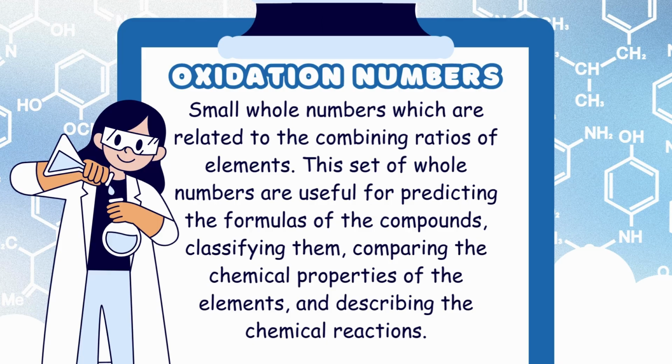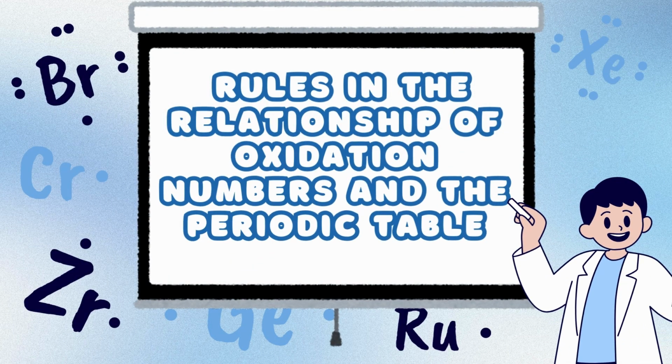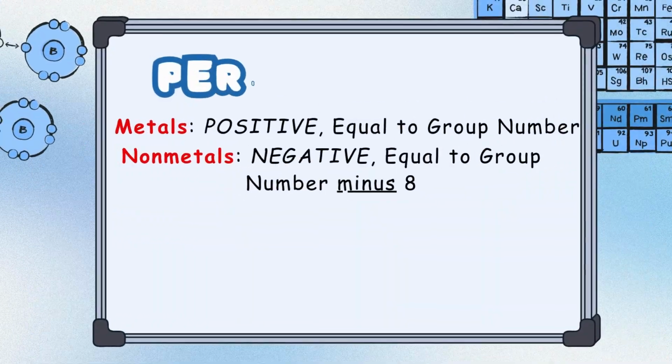Why do we have to know how to find the oxidation numbers of certain elements or compounds? Basically, oxidation numbers help us determine the process of balancing the reactions. If we know the oxidation number of a certain element, we have knowledge on how to proceed with solving different kinds of reactions. Next, we have the rules and the relationship of oxidation numbers and the periodic table.